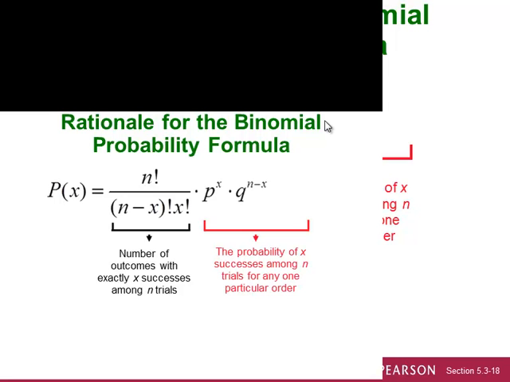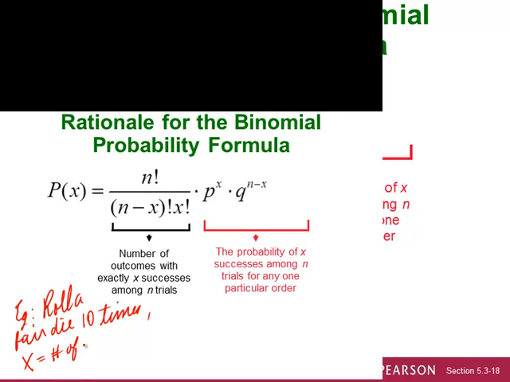So, for example, suppose that I'm going to roll a fair die, let's say 10 times. And you're either going to roll a 1 or not roll a 1. And we're going to let x be equal to the number of 1s that come up out of 10 rolls of the die.